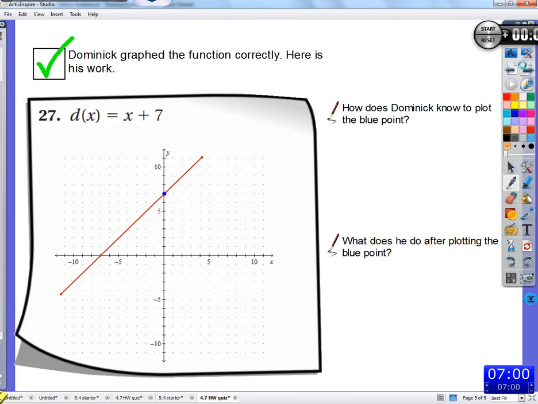How does Dominic know to plot this blue point right here? Because that's the y-intercept. It's going back to stuff that he already knows. He just recognizes that this is in the form of y, the output, equals mx plus b. So it fits that old mold, that old situation where he was graphing in slope-intercept form. He knows that this is the y-intercept. The y-intercept is 7. He plots that value of y is 7. b equals 7. And after that, as we continue on, we draw the rest of the line.